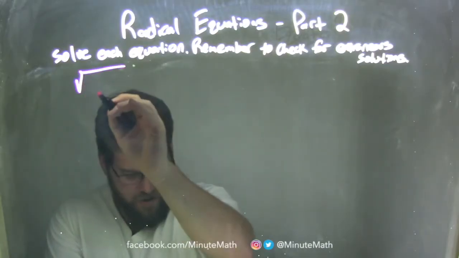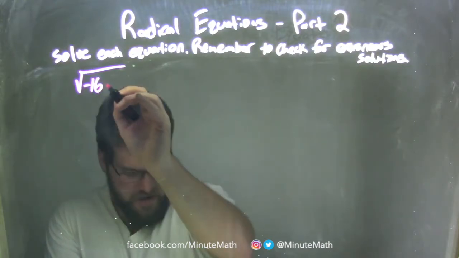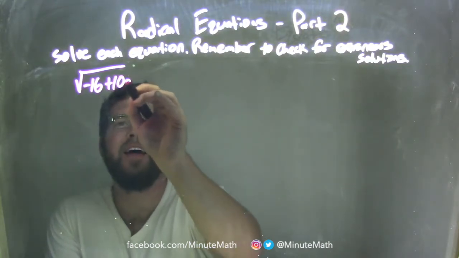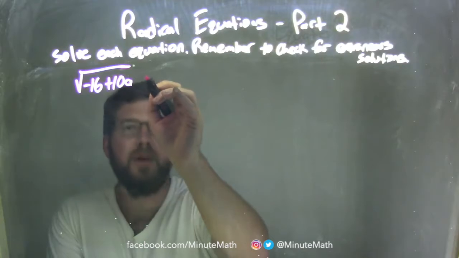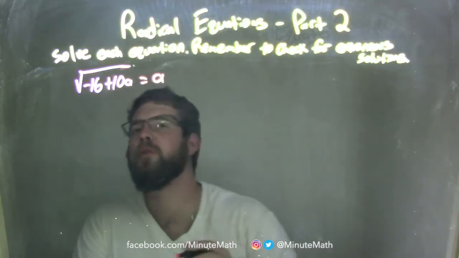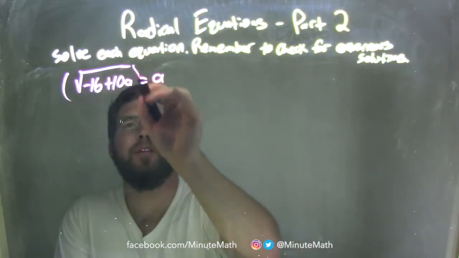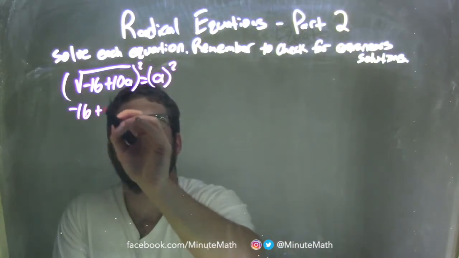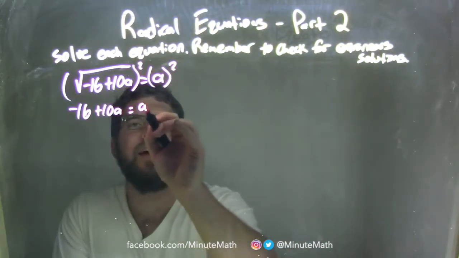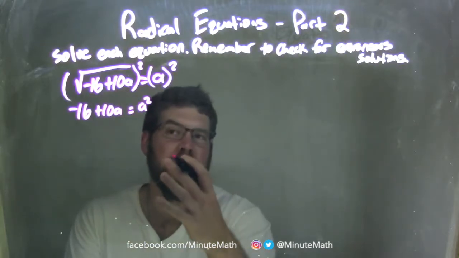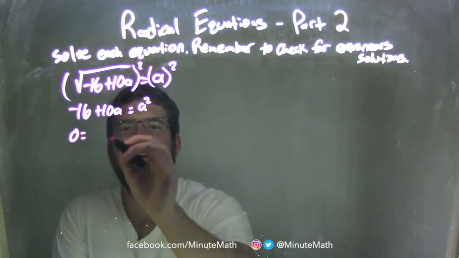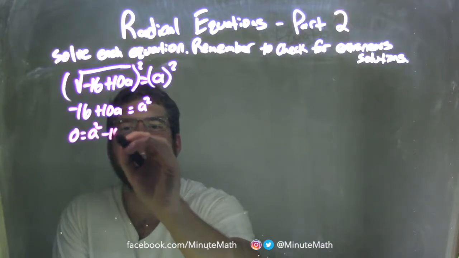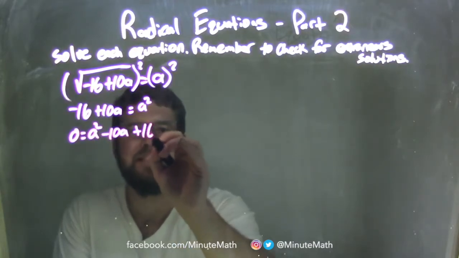Square root of negative 16 plus 10a equals a. Well, first step, I need to square both sides. Let's get rid of that radical. Squaring both sides, negative 16 plus 10a equals a squared. Let's bring everything over to the right-hand side, leaving a 0 here equals a squared minus 10a plus 16.